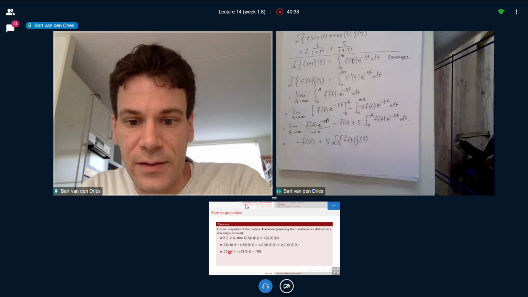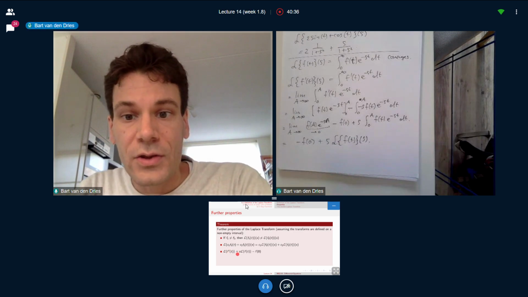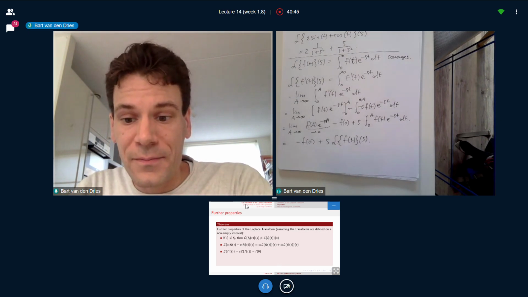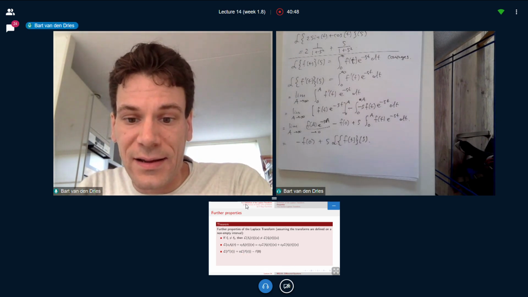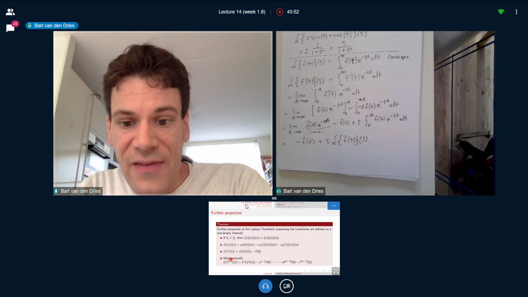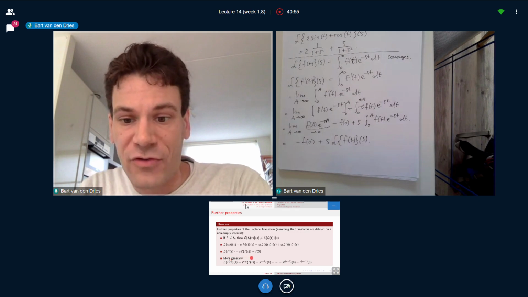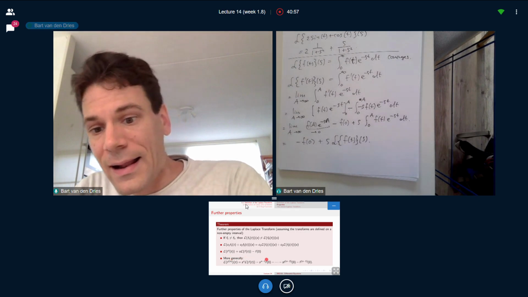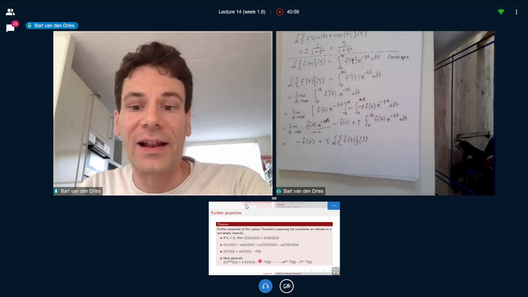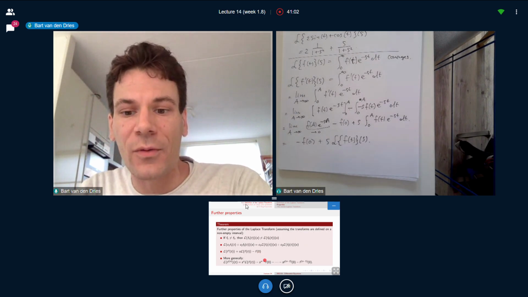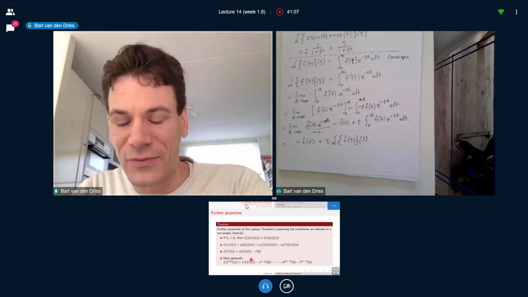That's exactly what's written here. So instead of differentiating, we can just multiply with this s. All right. And this I can repeat. The most general version is this. More generally, we have that the nth derivative of f can be expressed in the Laplace transform of f itself, minus a whole bunch of the values of f at the point 0. And you already recognize here the initial conditions that we will see later on.